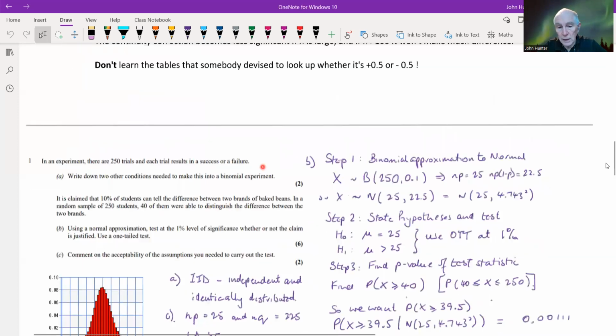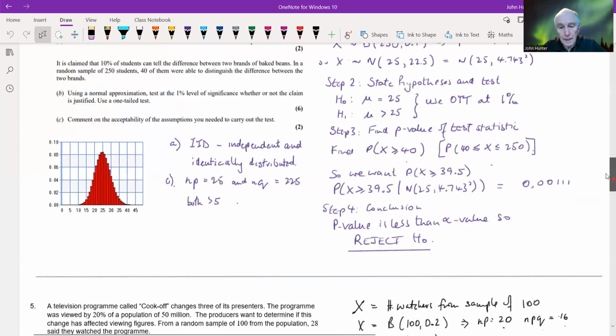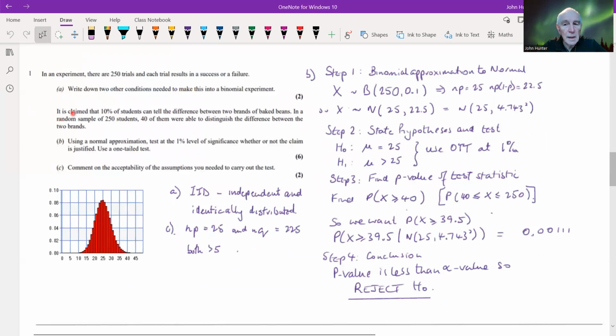Okay, let's have another look at an example here. In an experiment, there are 250 trials, and each trial results in a success or a failure. Write down 2 of the conditions that need to hold to make this into a binomial experiment. Simply that all the observations need to be independent and identically distributed. We covered that before. This does get asked over and over again. All you have to remember is IID.